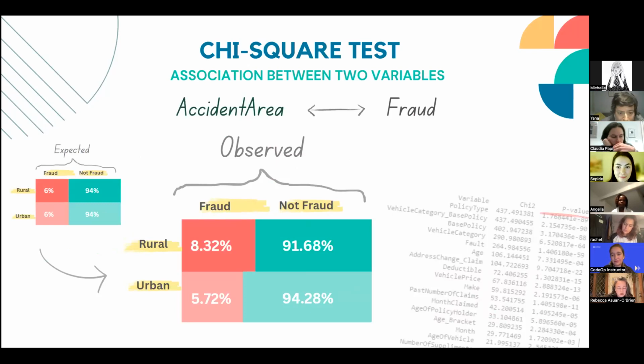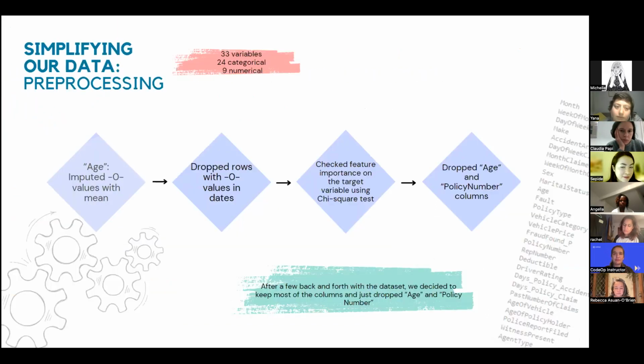So as we see here in the case of rural accidents, now instead of 6 versus 94, we have something like 8 versus 92. Okay, so then we look at the p-value for each of the tests, and a lower p-value would indicate that this difference is significant, and this variable might contribute to the number of fraud cases. Next.